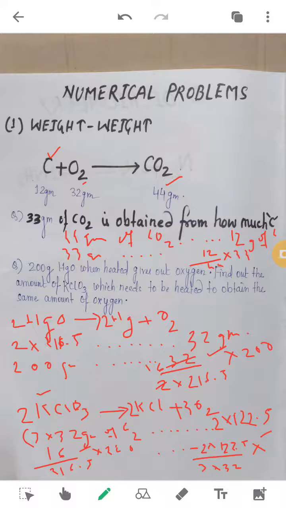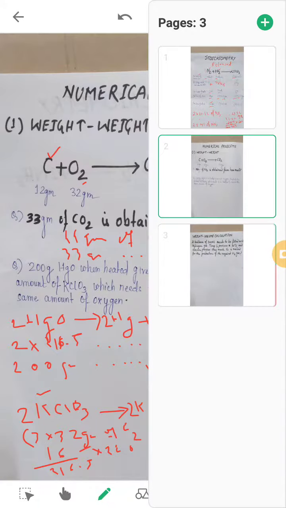Okay, you can just do it afterwards. If you have understood, you can just do it afterwards. Let's start with the next one, next numerical.